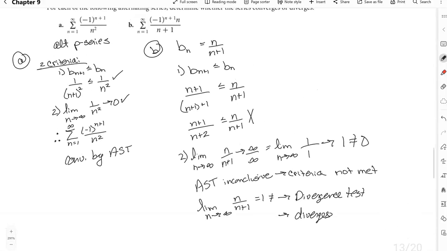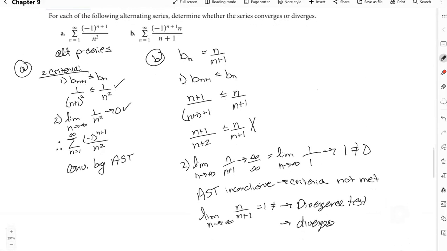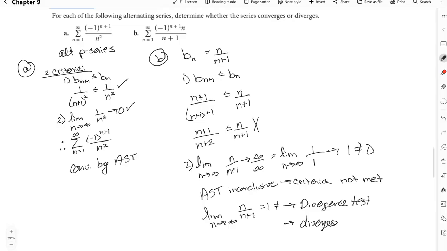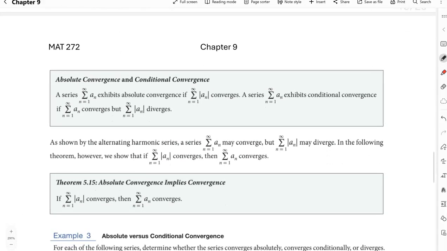So we've got an example where the alternating series test works and it's applicable, and another one where the alternating series test does not apply. That does not mean that it's divergent. That means we have to try a different test when that happens. So now let's look at absolute and conditional convergence.